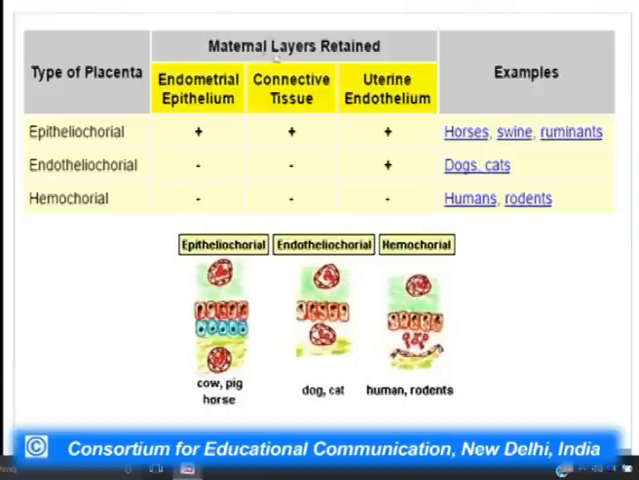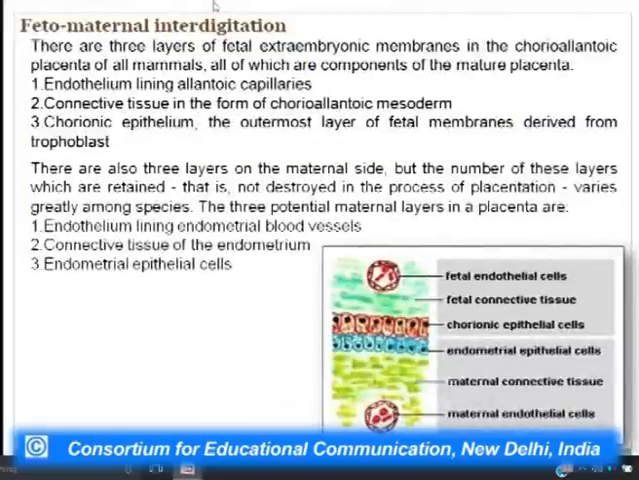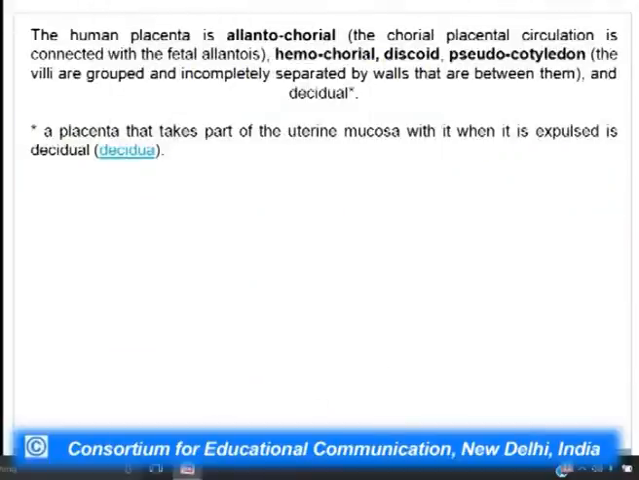So based upon which maternal layers are retained histologically, there can be epitheliochorial placenta, endotheliochorial placenta and hemochorial placenta. So these are the feto-maternal interdigitations that occur, and the different types of placentas that are formed. The human placenta is therefore an allantochorial placenta. The chorial placental circulation is connected with the fetal allantois.